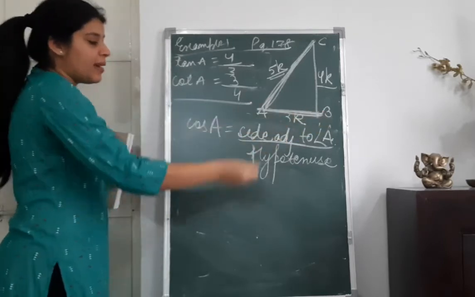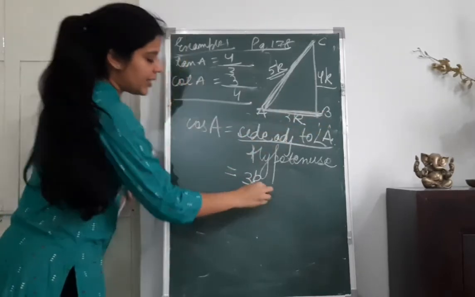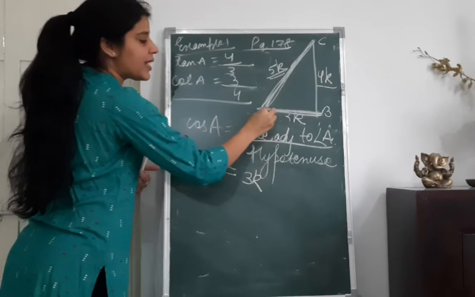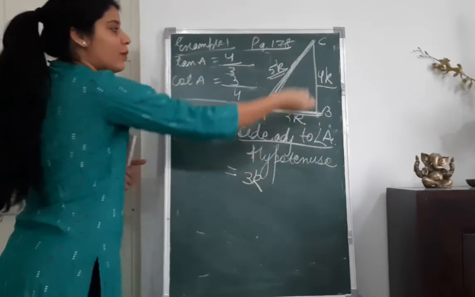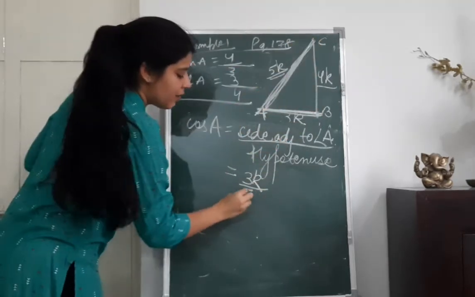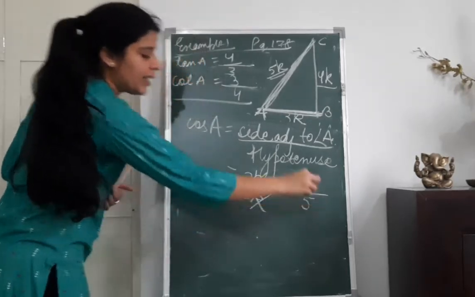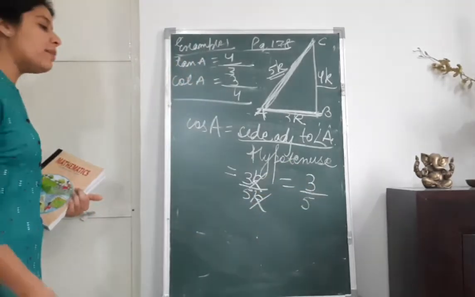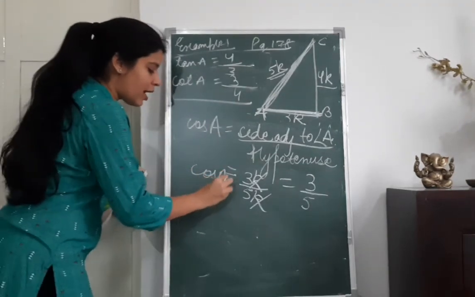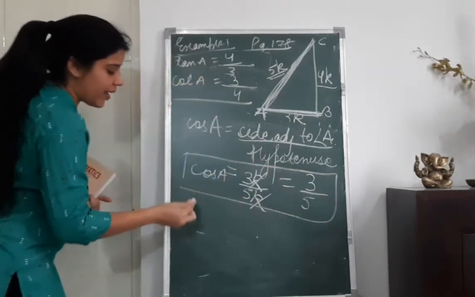Nothing but 3k. See, this is angle A. Which is side adjacent to it? 3k. And what is hypotenuse for this case? 5k. K and k will get cut here again. So I will have cos A as 3 by 5. So cos A is equal to 3 by 5.